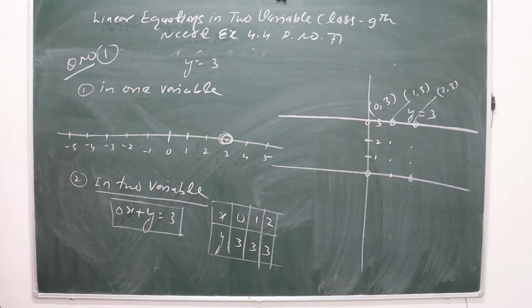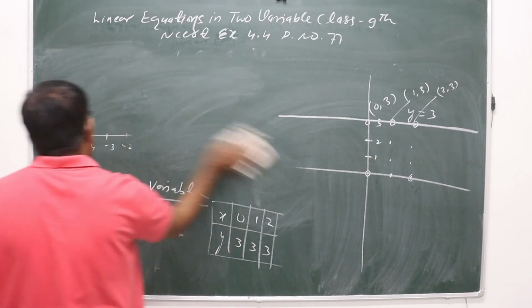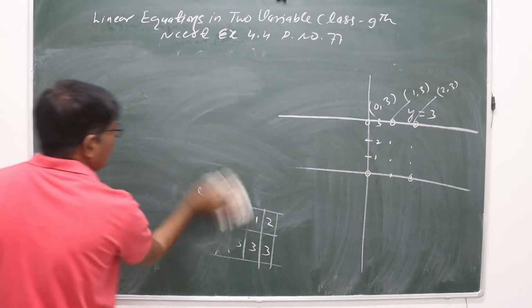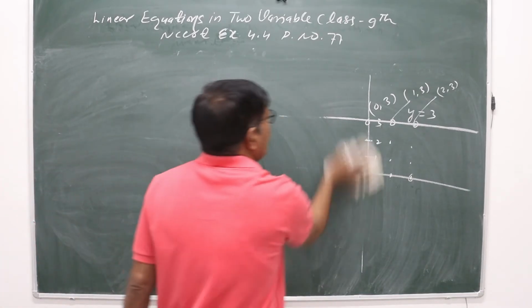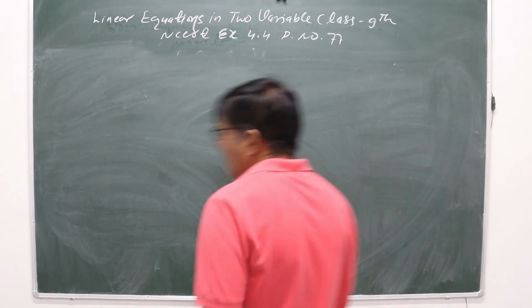So this is question number first. Please pause the video, note down. Now question number second, again one linear equation is given. We have to represent the given linear equation geometrically in one variable and then two variables.